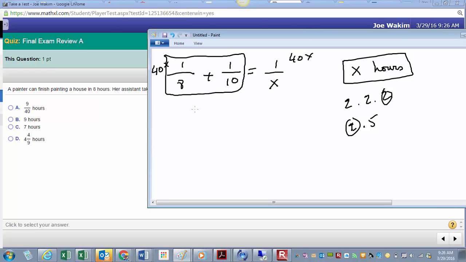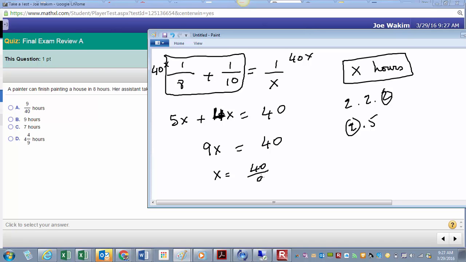40x divided by 8 is 5x. 40 divided by 10 is 4. Okay, and let's do it again. 40 divided by 8 is 5. And 40 divided by 10 is 4. And then we have the x. But 40x divided by x, the x will cancel and we get 40. So 5 plus 4 is 9x. And therefore x would be 40 over 9.